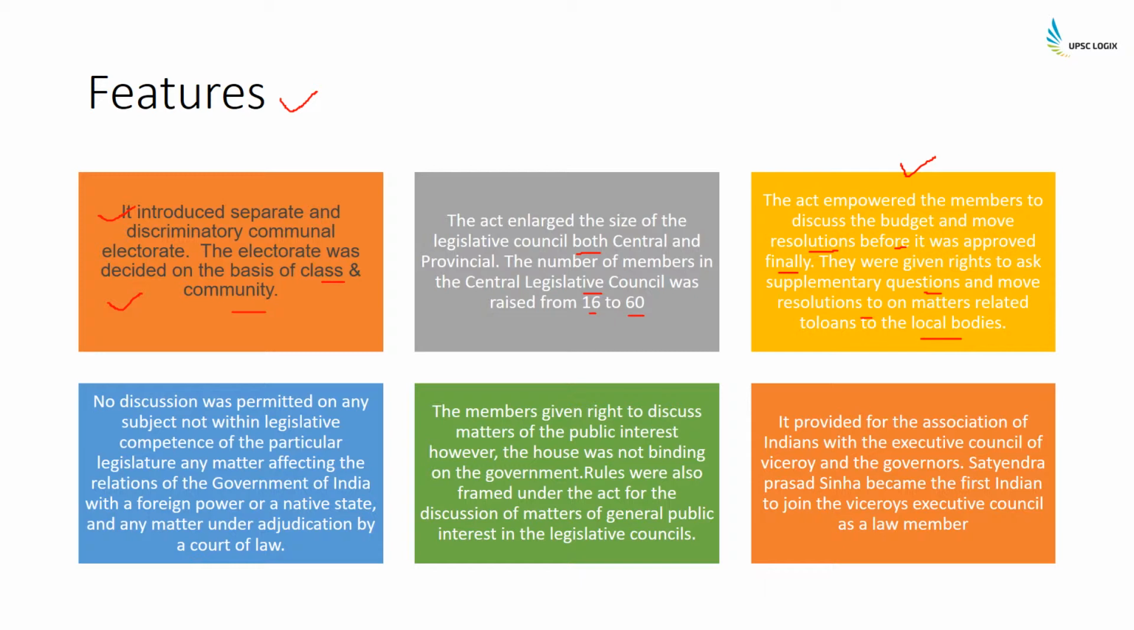Number four was a certain curb on the powers of the legislature, and it did not allow any discussion on the subjects which were within the legislative competence of a particular legislature, or any matter that affected the government of India and its dealings with a foreign power or a native state. For example, the question of Burma was raised during the 1892 Act.